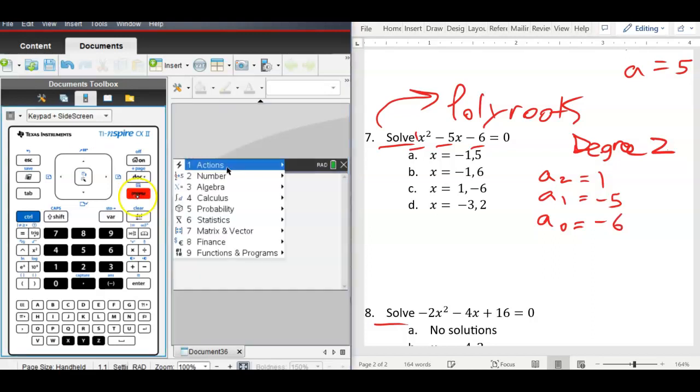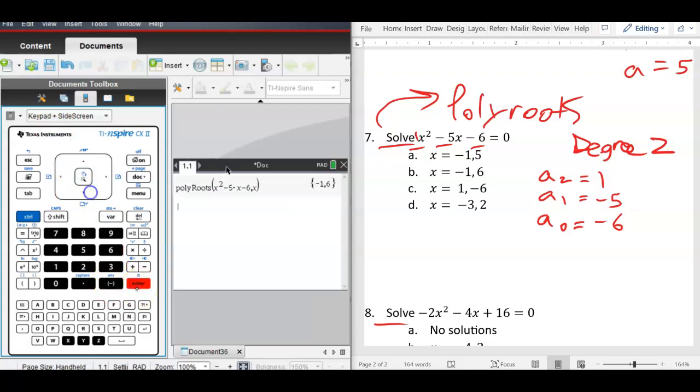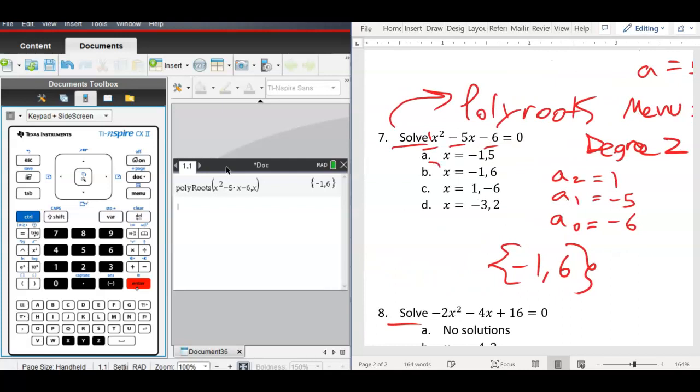So I'm going to do menu 3, 3, 1. I hit enter for degree 2, and I'm typing in these numbers. And I get enter, enter, enter, negative 1, comma 6. By the way, polyroots is menu 331. Right? Okay. Negative 1, 6. The best answer is B.